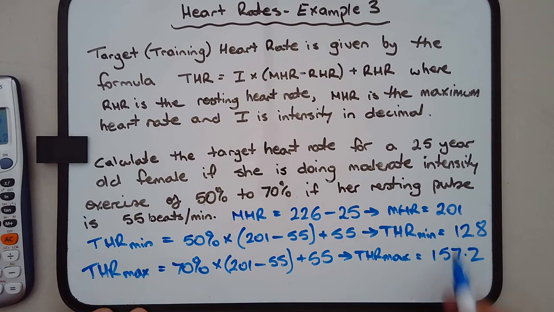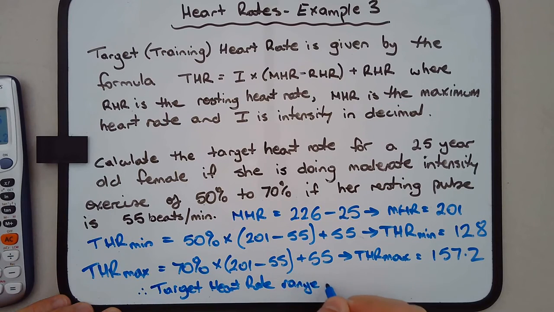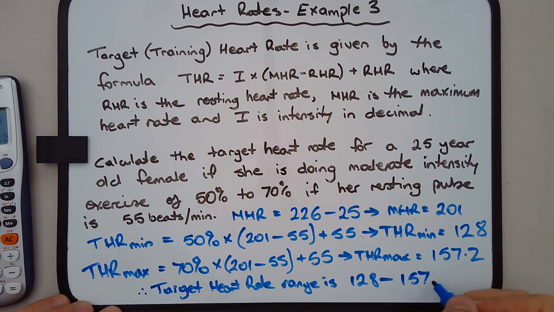Now depending on the question, but normally I'd round that to the nearest whole number. So therefore, the target heart rate range is 128 to 157, and that's to the nearest whole number.